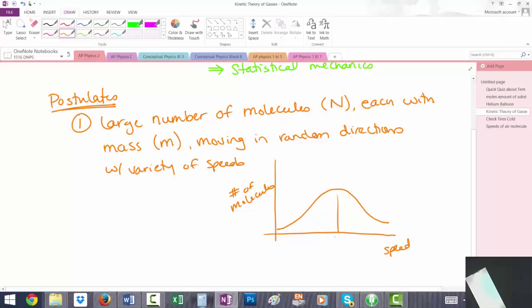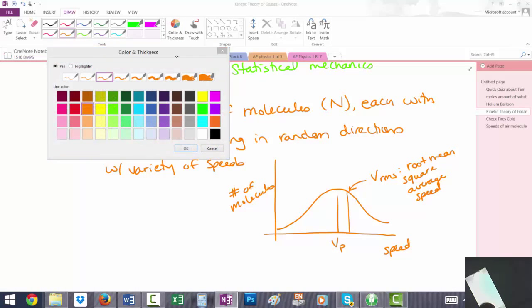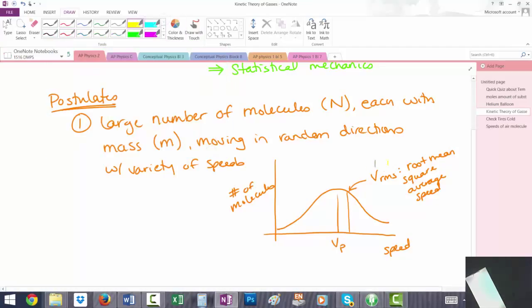Okay? So this velocity is the most probable, and because it's not quite symmetrical, there's a velocity over here that we call the RMS. Does anybody know what RMS stands for? Yeah, there's that one kid in the back that knows. Darn it. I'm going to explain it to y'all in just a minute. This is the actual average, or they call it the root mean square average speed. And this is the one that we really care about.